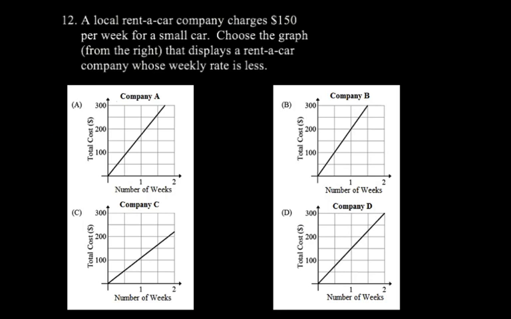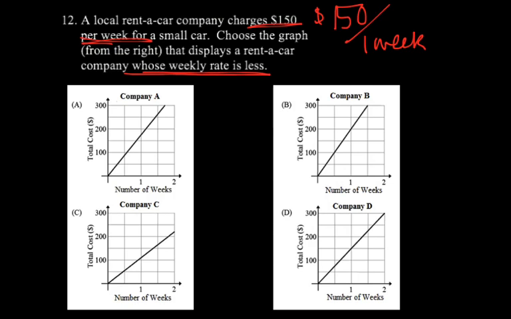All right. Number 12. A local rent-a-car company charges $150 per week for a small car. So $150 per 1 week. Choose a graph from the right, now ours is below in this example here, that displays a rent-a-car company whose weekly rate is less. So I want less than $150 per week.